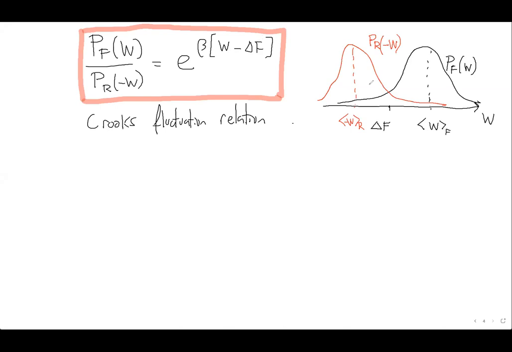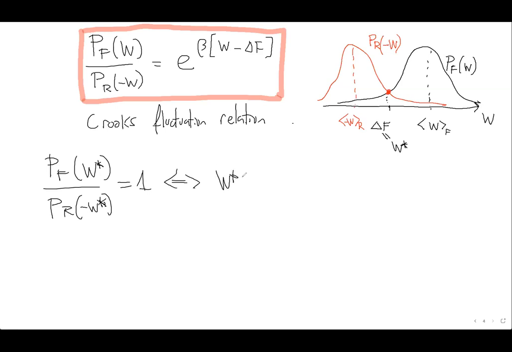Very importantly, what is the value at which these histograms cut? You can get this from the equation. The cut will be at delta F, I'm anticipating: P_F(W) divided by P_R(minus W) equals one. This happens only when W star equals delta F. So if you do a process, collect the work distribution, do the time-reverse process, collect the work distribution, and plot the distribution of minus the work, they will cut at delta F. This happens at any speed of the process. This is a universal relation. It is true for any velocity of the process. This is very nice and very insightful.